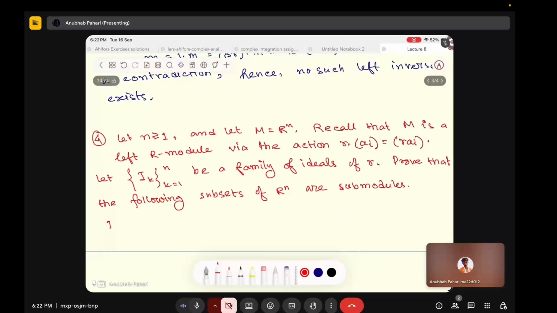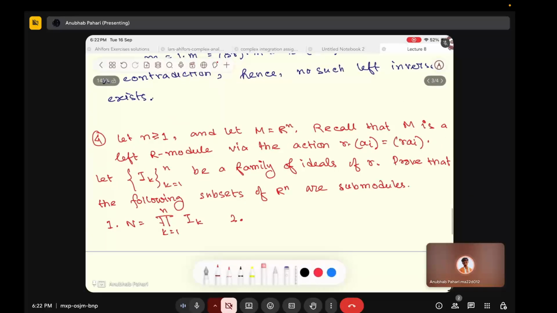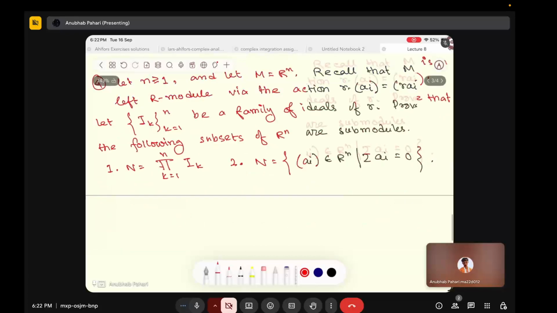So the first one is N equals the product of I_k, k equals 1 to n. This is the standard sign for product. And the second one is N equal to the set of (a_i) in R^n such that the sum of a_i is 0.